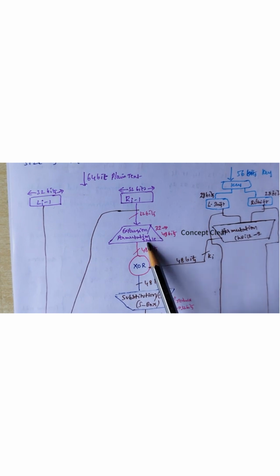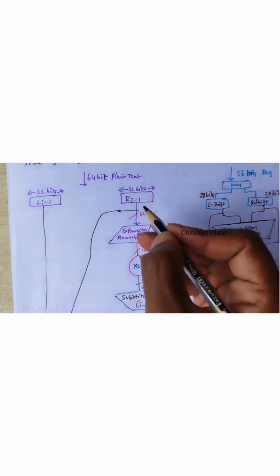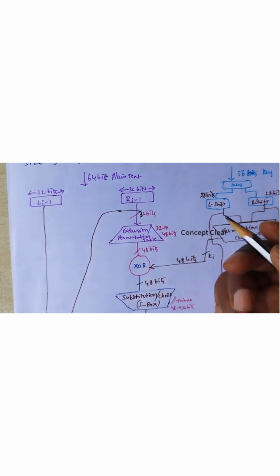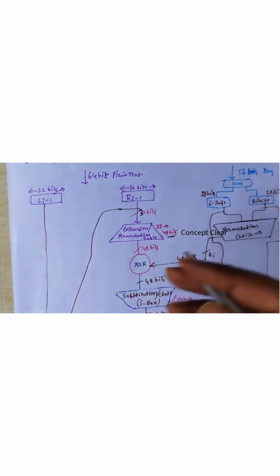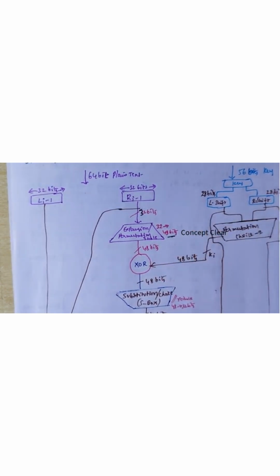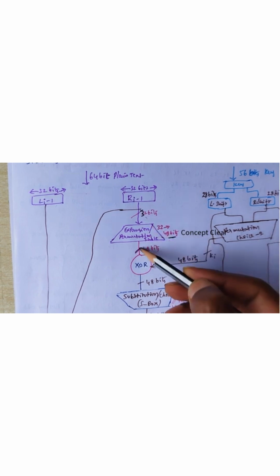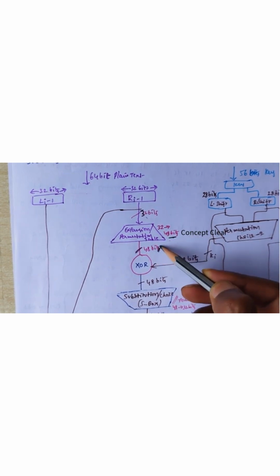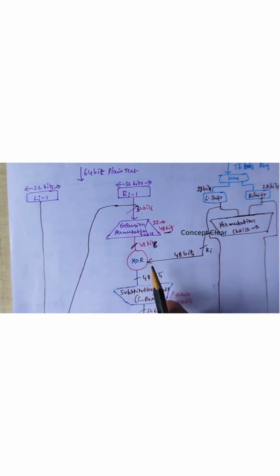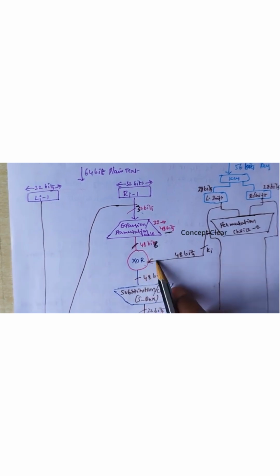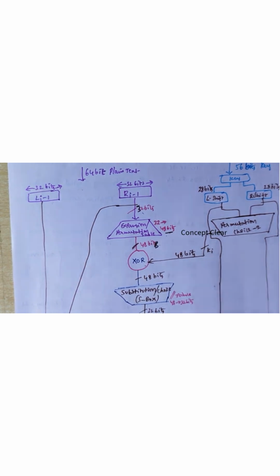First is the expansion permutation table. What is the meaning of expansion? The right side 32 bits will be expanded to 48 bits. Expansion means increasing the bit length. The 32 bits will be expanded to 48 bits. After this, the 48 bits will be applied to an XOR operation with the key from round 1, which we already explained.